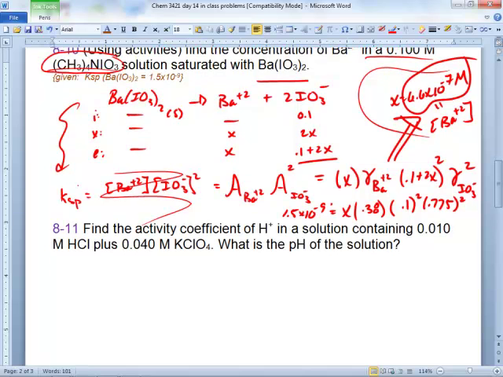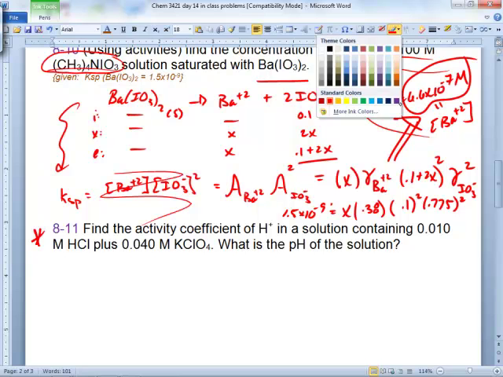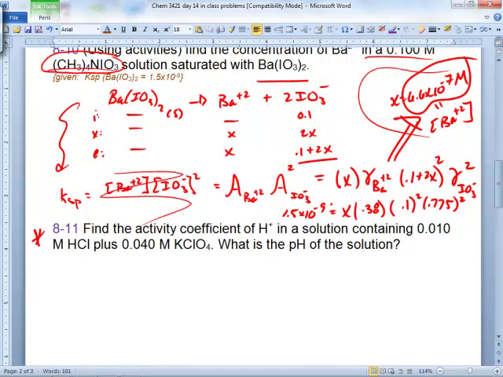Okay, find the activity coefficient, 11 here. Find the activity coefficient of H plus in a solution containing 0.01 molar HCl plus 0.04 molar KClO4. What's the pH of the solution? So first they want the activity coefficient, and then we'll find pH.